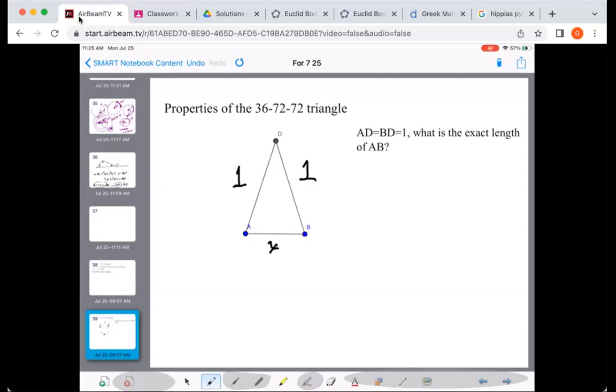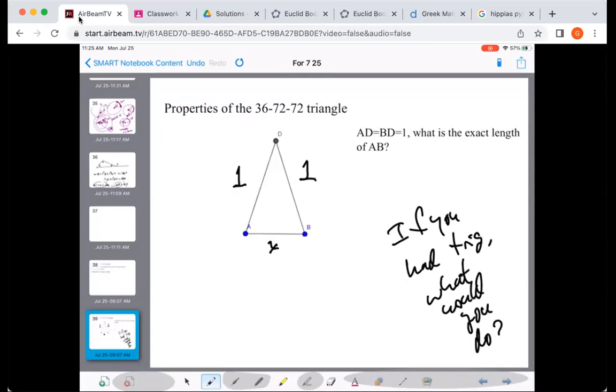Anyone know how you could do this with trigonometry? Trig wasn't invented until hundreds of years later. Ptolemy, also Greek, had a trig chart around 100 AD, but this is 300 BC. What would you type into your calculator? What if you could just type one expression into a calculator, what expression would give you the side of the 36, 72, 72 triangle?